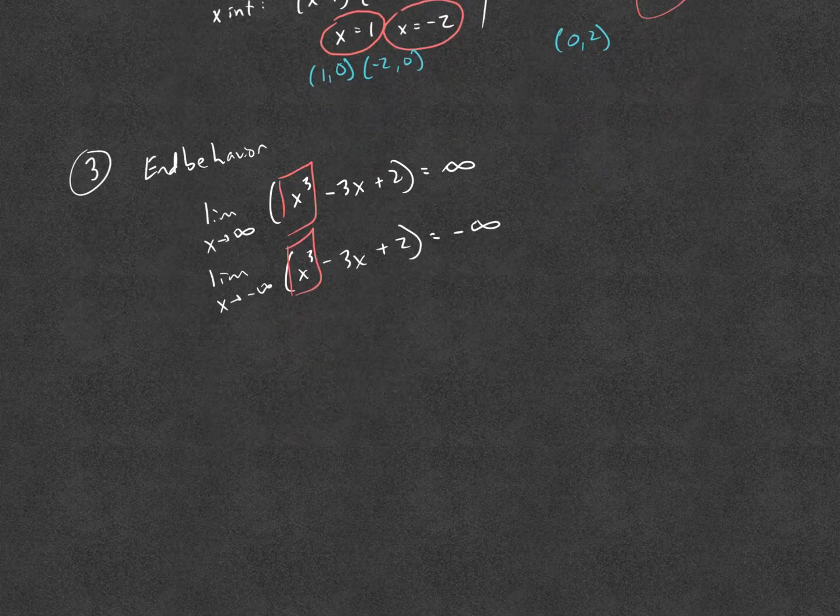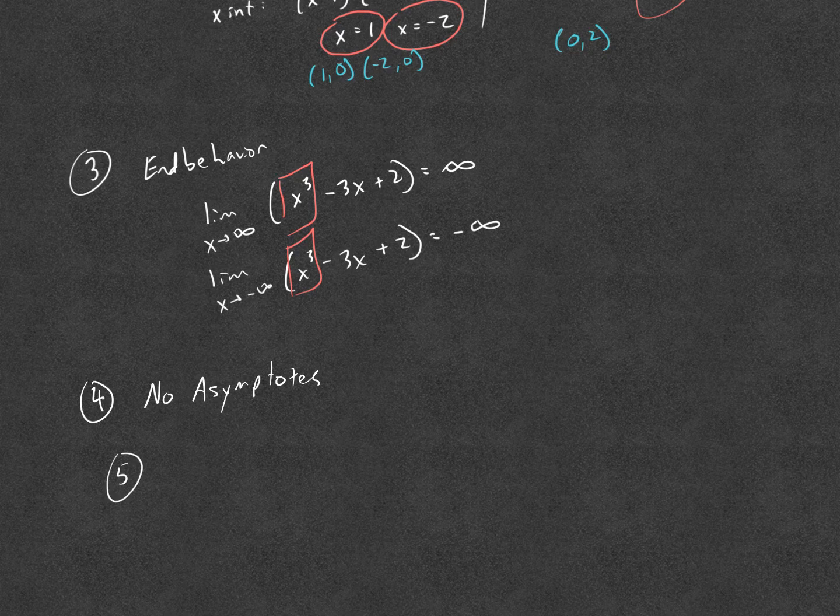Step 4 is asymptotes, and we have none because we are defined for all real numbers. When you get to one with a fraction, that one might have a vertical or horizontal asymptote. Step 5, calculus. Oh, finally. Well, we did limits in step 3, but this is where we do the real calculus stuff. Step 5 is the derivative and intervals of increase and decrease.